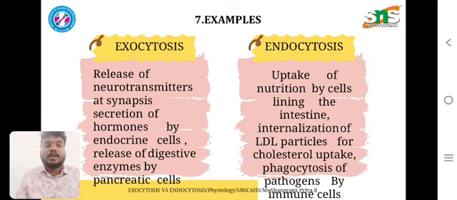Let us see some examples of endocytosis and exocytosis. Examples of endocytosis are the uptake of nutrients by the cells lining the intestine, internalization of LDL particles for cholesterol uptake, and phagocytosis of pathogens by immune cells, whereas in exocytosis it is the release of neurotransmitters at synapses, secretion of hormones by endocrine cells, and release of digestive enzymes by pancreatic cells.